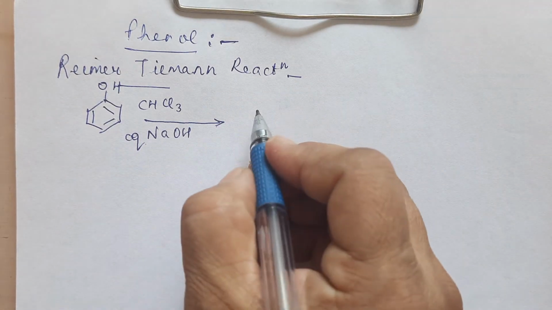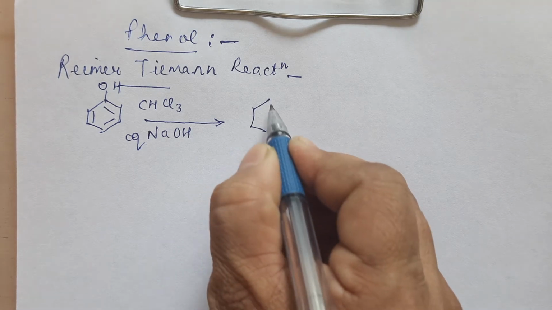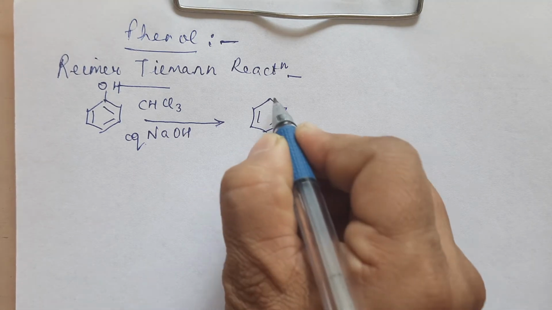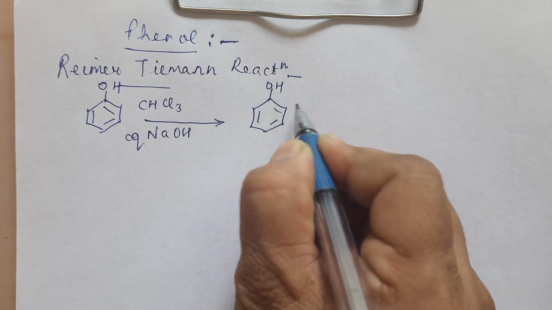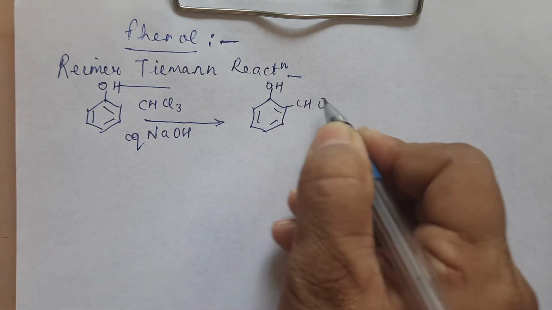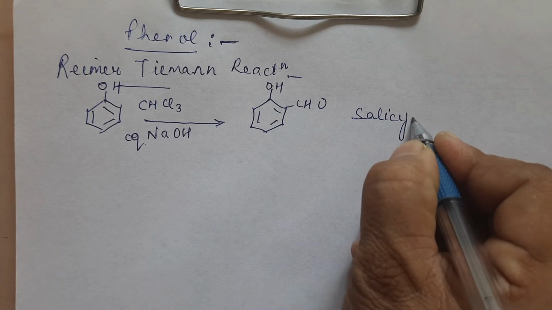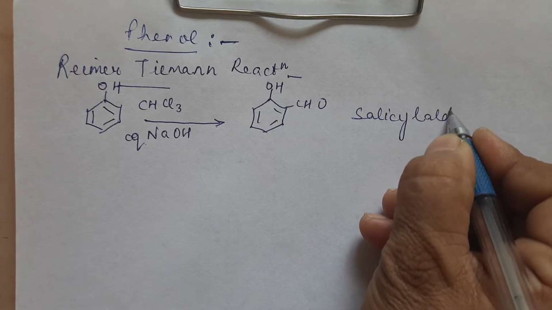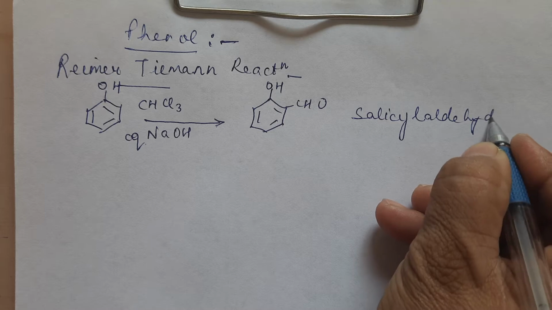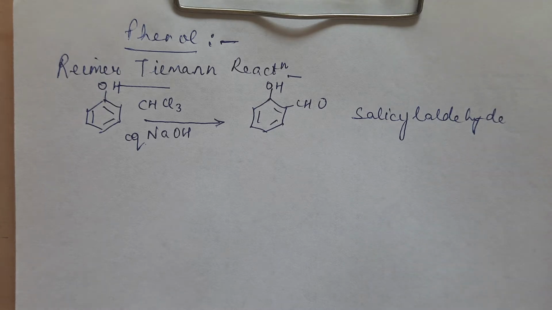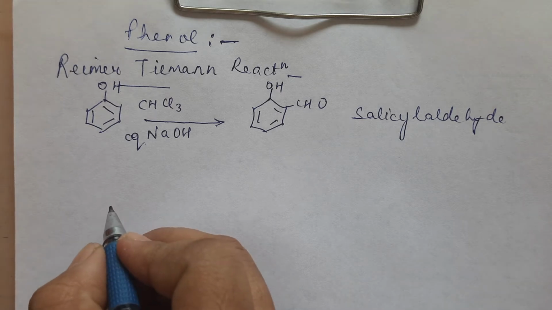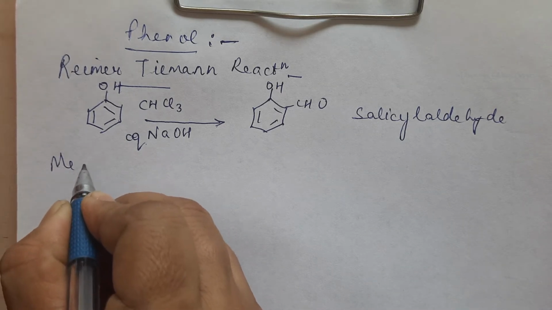So basically, what is the product in this? You get this OH and CHO. That means what you're getting here is salicylaldehyde. Salicylaldehyde. But now if we see the mechanism of the reaction, what exactly happens in this? Let us see the mechanism.